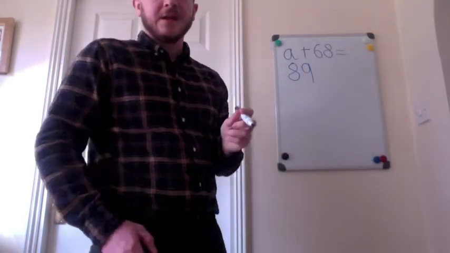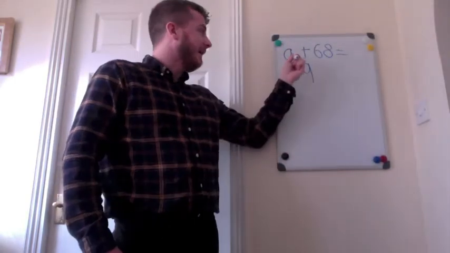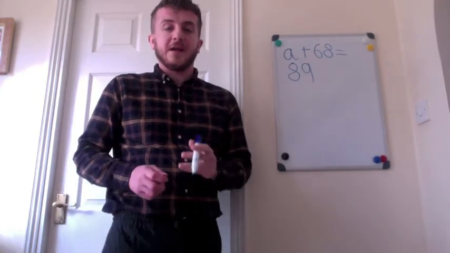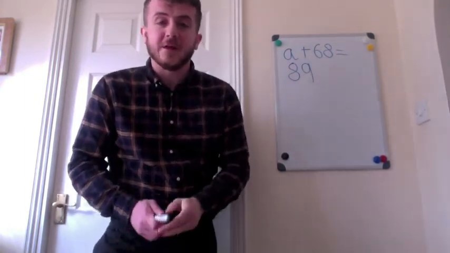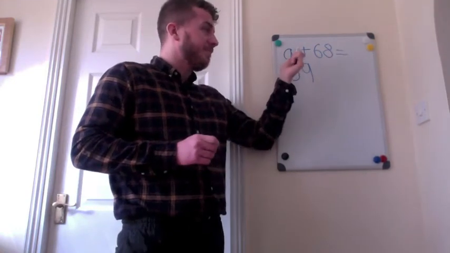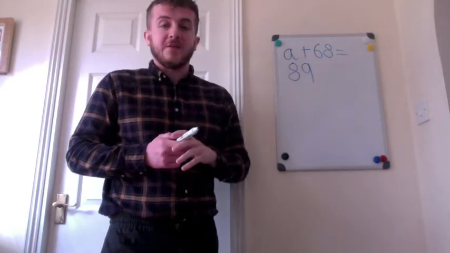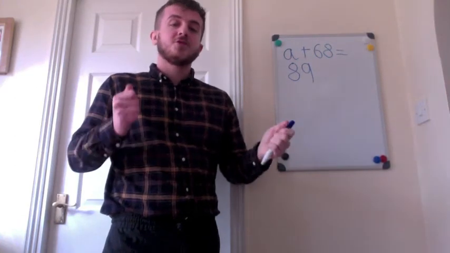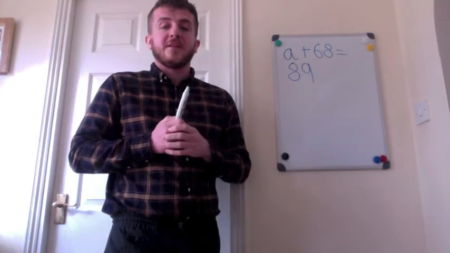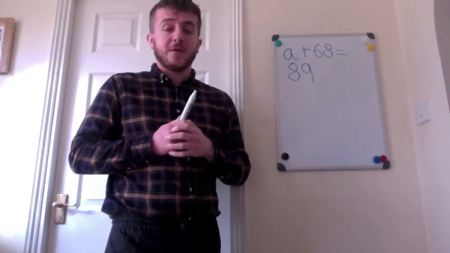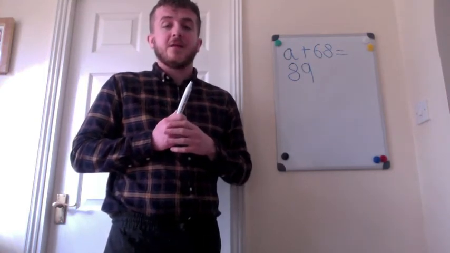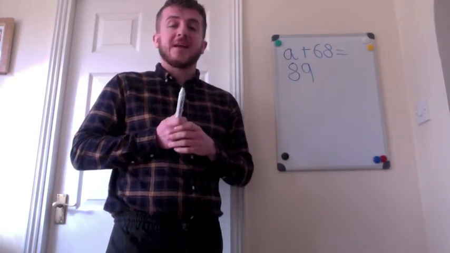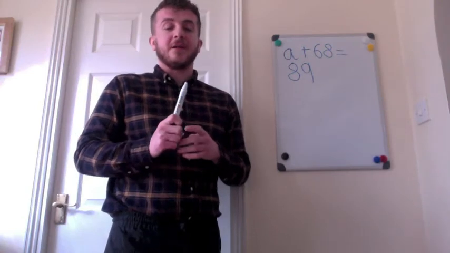Okay, so next question. A plus 68 equals 89. Remember what we were saying about the inverse. When I'm looking at addition, we are doing the inverse, okay? So the opposite of addition is subtraction. So we need to subtract those two numbers to find out the value of A. Pause the video, try and calculate this one yourself, and then we're going to go through it together.